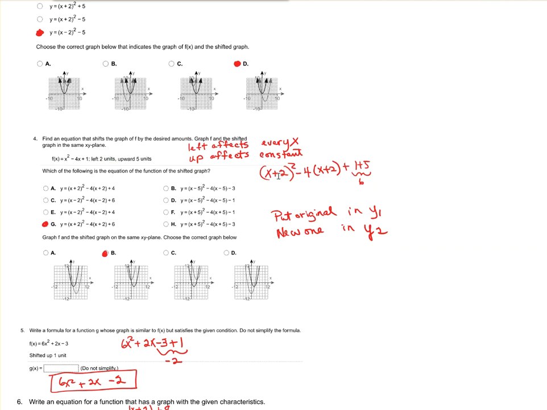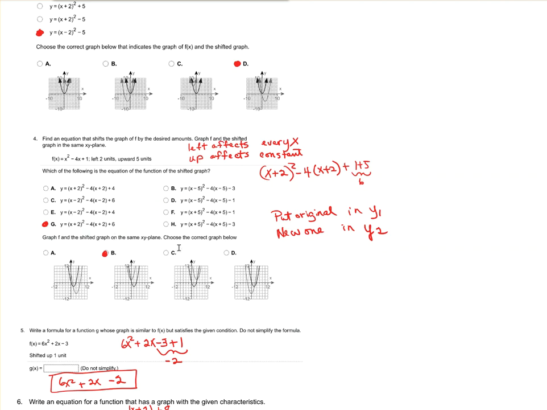So x plus 2 squared minus 4 times x plus 2 plus, we have a 1, and then we need another 5. So 1 plus 5. So that's going to be a 6. So that is what we're looking for here. So that's how you do it. You just have to remember these statements here.